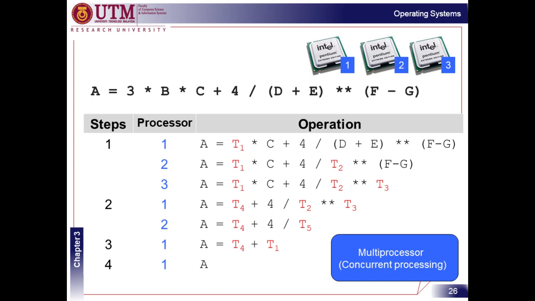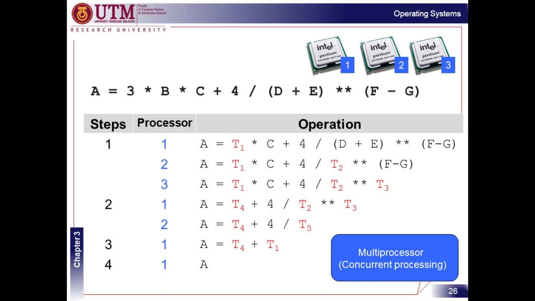In step 2, processor 1 updates T1 with T1 times C, which is the result of multiplying T1 by C. Processor 2 computes T5 equals T2 to the power of T3, which is the result of raising T2 to the power of T3. For processor 3, it does not do anything in this step.